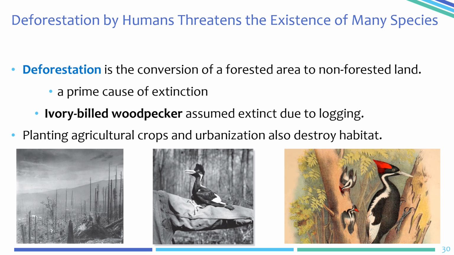Deforestation by logging may be replenished depending on how well the logging companies are managing their forestry, but this does take time to replace those forests. Planting agricultural crops or urbanization are, of course, going to destroy the native habitat there, so it's going to remove all of the native plants from the area and replace them with agricultural crops or with urban areas.